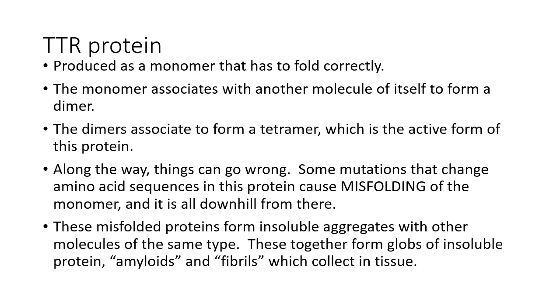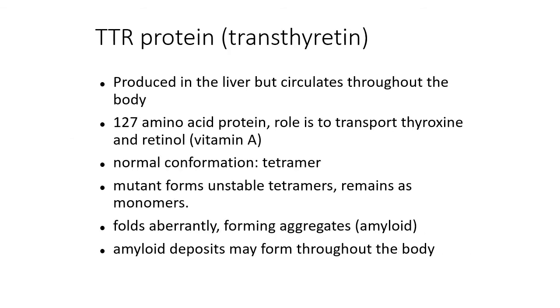Okay, so this says what we do. The mutations that change the amino acid sequence cause it to misfold and form these globs of insoluble protein called amyloids and also fibrils, which will collect in the tissue and cause all kinds of problems. Okay, so the protein itself is produced in the liver, which is a good thing, but it circulates throughout the body. It's a small protein, and its job is to transport thyroxine and retinol, etc. So the mutant form, which is what we're trying to worry about, folds into unstable molecules, which aggregate to form these amyloids.